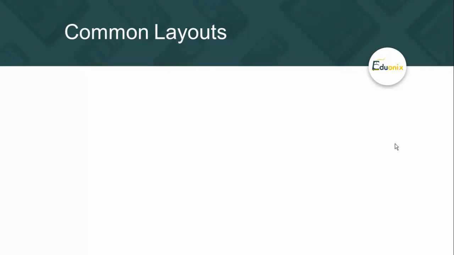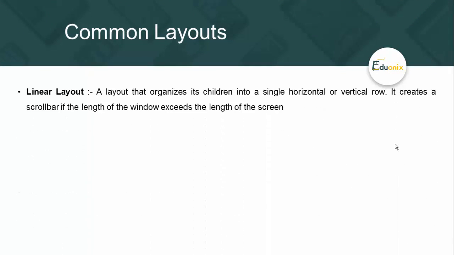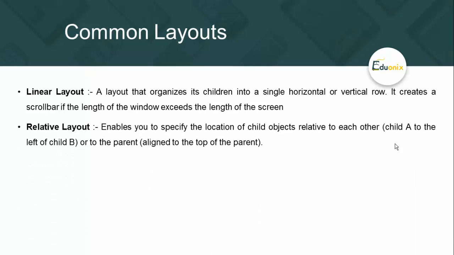Let us understand some common layouts that are used in app development. Linear layout: a layout that organizes its children into a single horizontal or vertical orientation. If the length of the window exceeds the length of the screen, the Android framework will automatically create a scroll bar within the linear layout. You can notice in the sample, children are arranged horizontally.